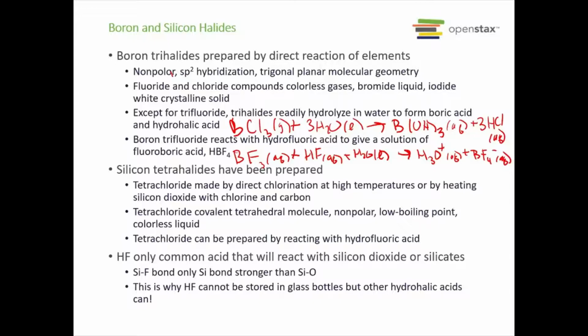Now, when it comes to silicon tetrahalides, they've all been prepared. The silicon tetrachloride, we can make by direct chlorination at high temperatures, or we can also take silicon dioxide and heat it with chlorine and carbon, which tends to be a little bit more popular. So we take SiO2 solid, give it some carbon and chlorine gas, and heat, and we get SiCl4 gas and CO2 gas.